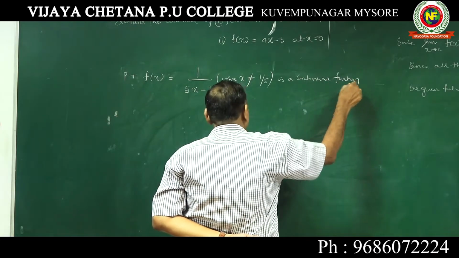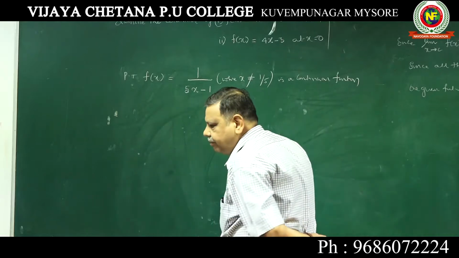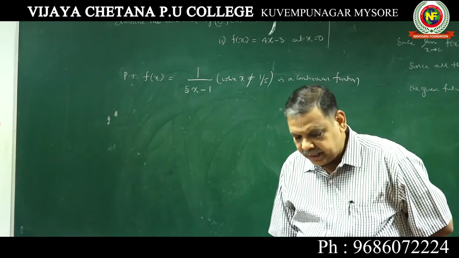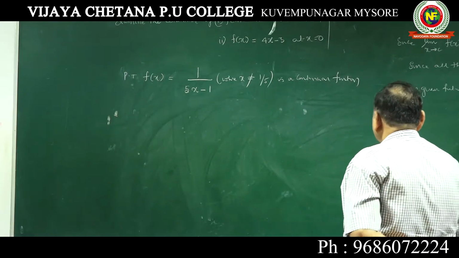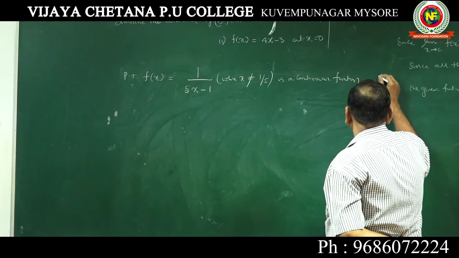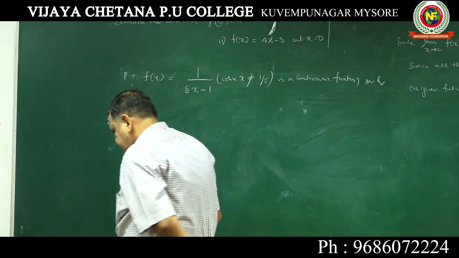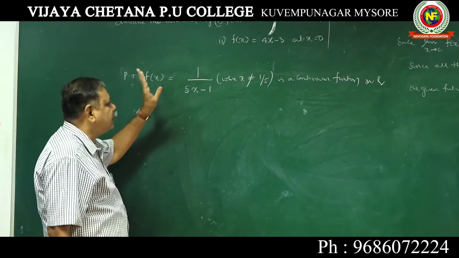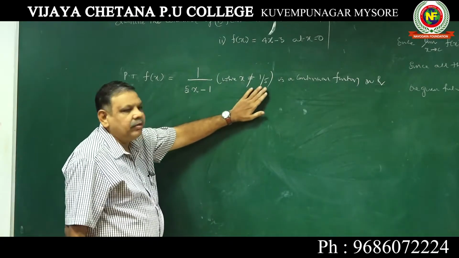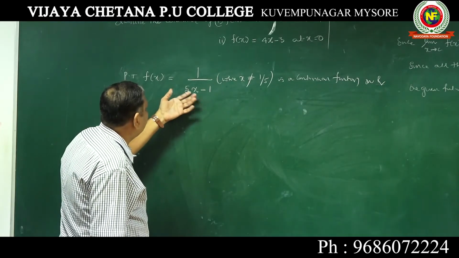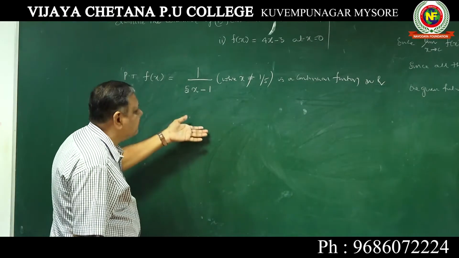On all real numbers, understood. Sometimes they may give on all real numbers and sometimes they may not give. It is understood that it is a continuous function on all real numbers, even if they don't give it. Here one condition is there, you should watch: x is not equal to 1 by 5. Suppose x equal to 1 by 5, then 5 into 1 by 5 is 1, minus 1 is 0, 1 by 0 is infinity.